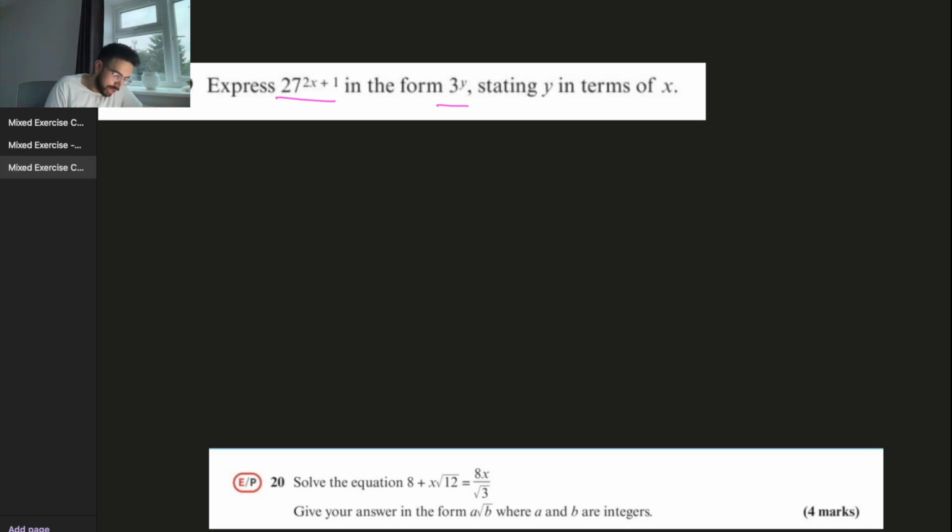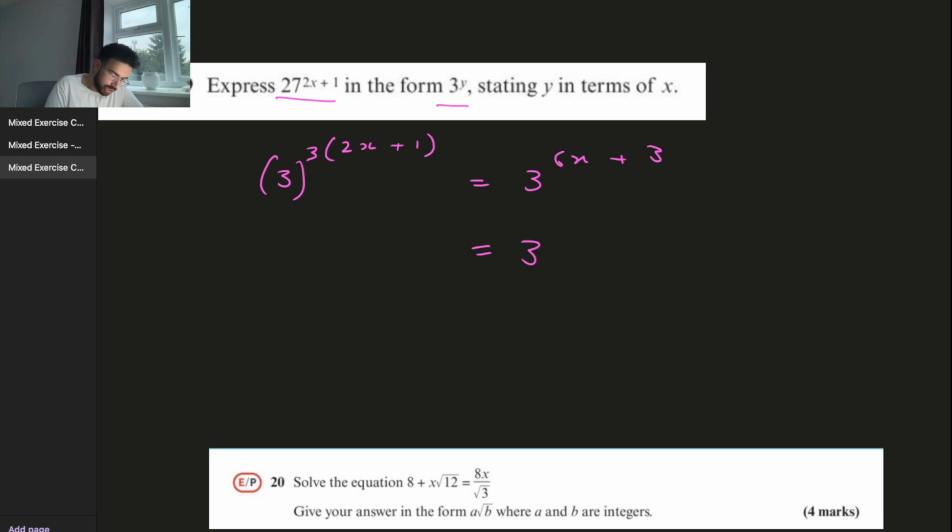So we essentially are going to start off by expressing 27 in base 3 form, because that's how we've got to express it. So I know that this is the same as 3 to the power 3, all to the power 2x plus 1. Now, if I expand this out, I'm going to get 3 to the 6x plus, whoops, I made a rookie error there. It's going to be 3 to the 6x plus 3. Okay, just make sure that you expand the 3 out as well. There we go. If I've made the mistake, hopefully you won't.